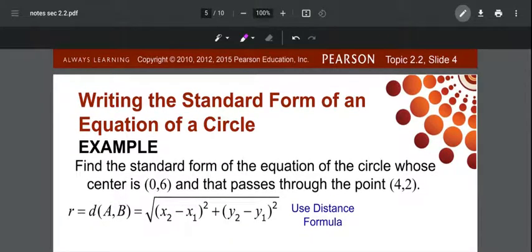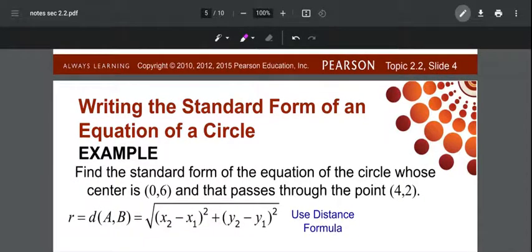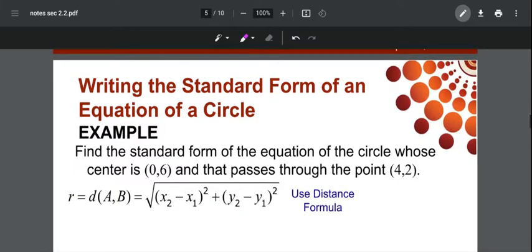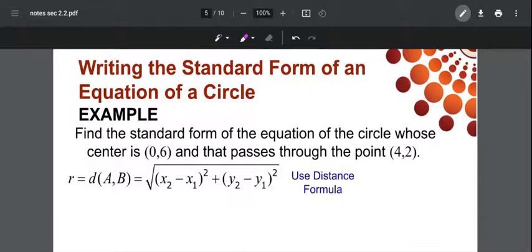Okay, next example, we have to find the standard form of the circle. And here we have the given information. We know the center, which has coordinates 0, 6, and that the circle passes through the point 4, 2. Okay, so we need the standard form of the circle. So standard form, again, the formula is x minus h to a second power plus y minus k to a second power equals radius squared.